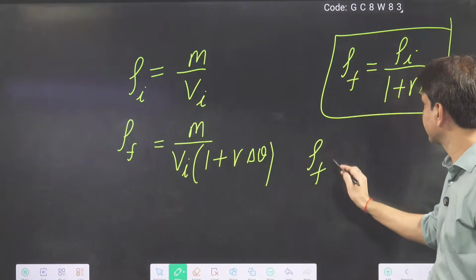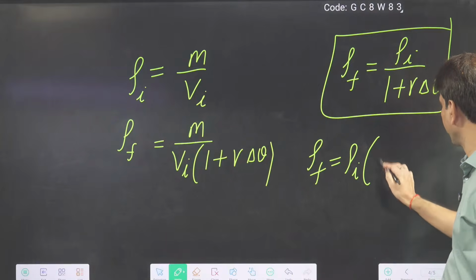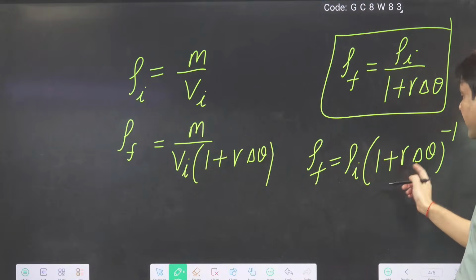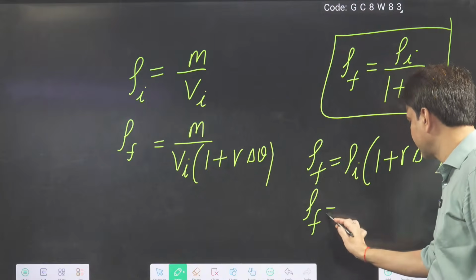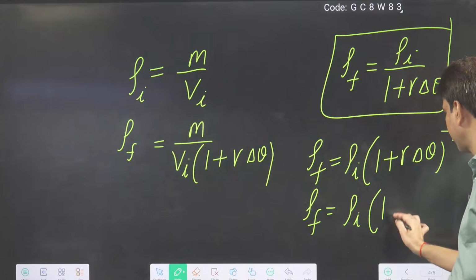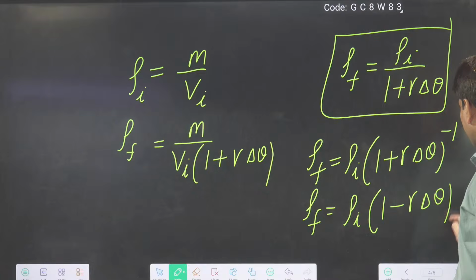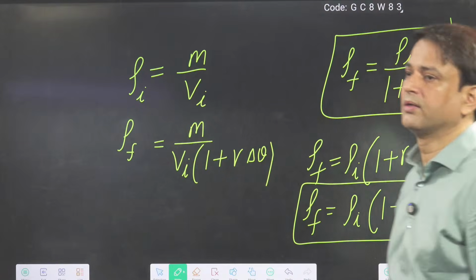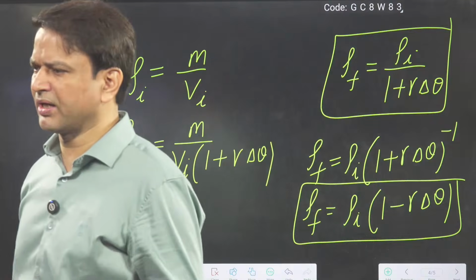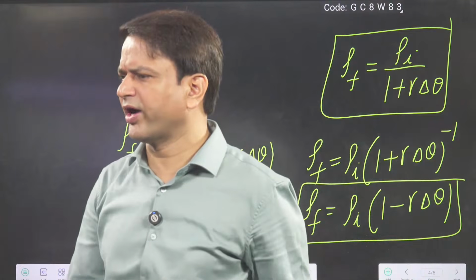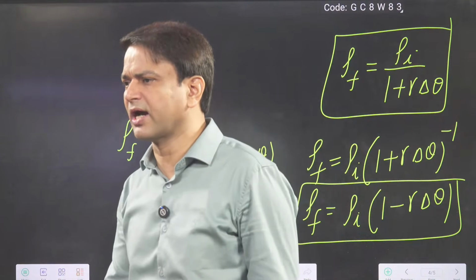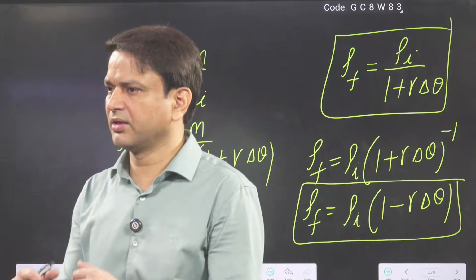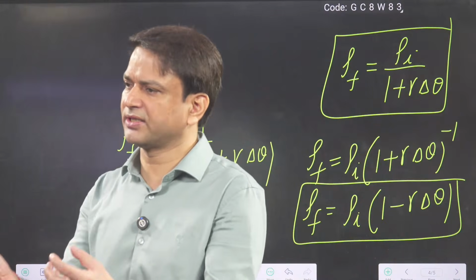So rho final, I can say, is rho initial into (1 plus gamma delta theta) whole to the power minus 1. Using the binomial approximation (1 plus x) to the power n, rho final is equal to rho initial into (1 minus gamma delta theta). So basically I got the same formula, or not? These two you have to remember. In a numerical problem, you can go to rho final equals rho initial into (1 minus gamma delta theta). Delta theta positive means temperature increase, delta theta negative means temperature decrease.